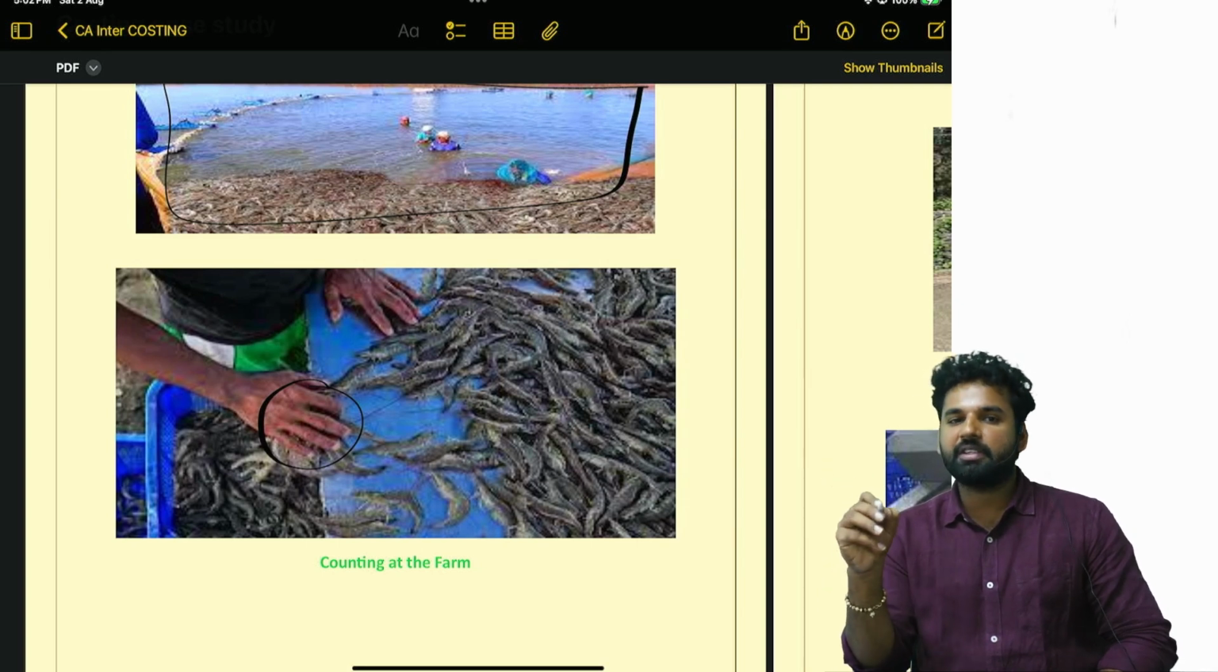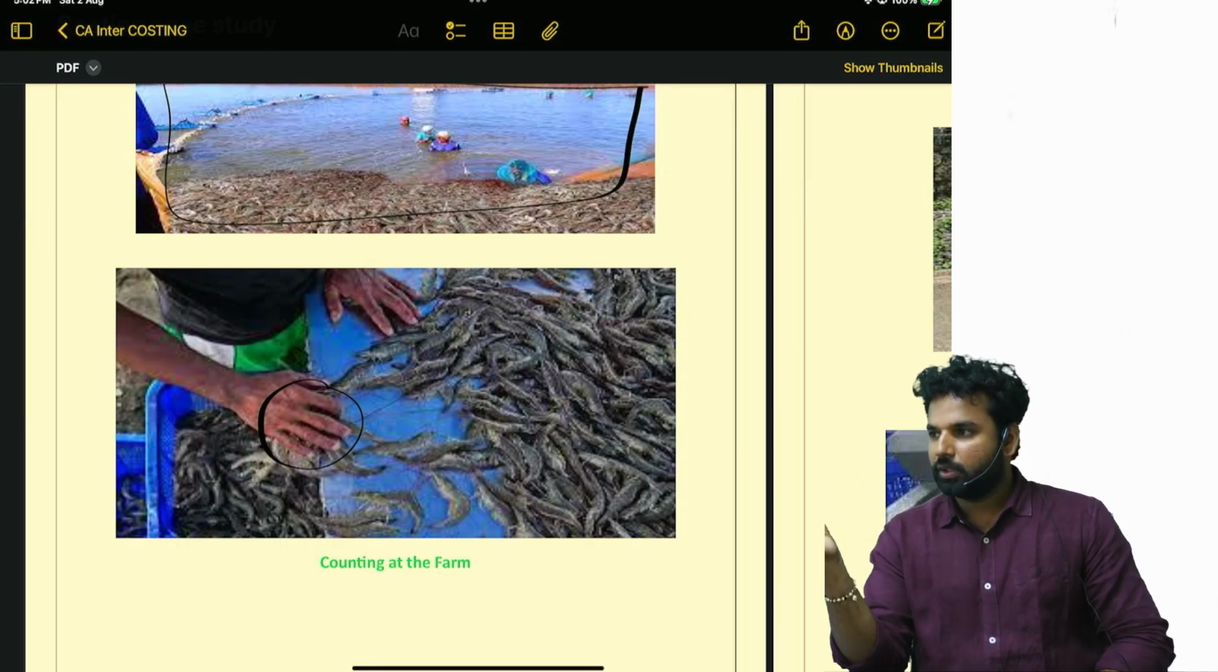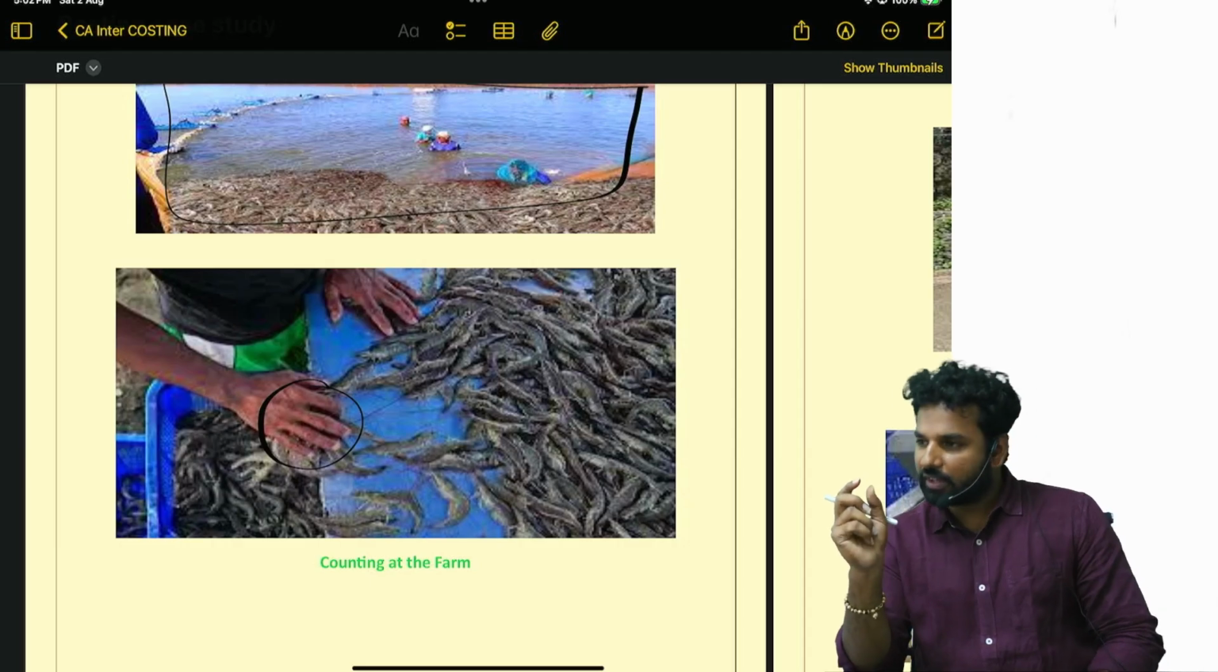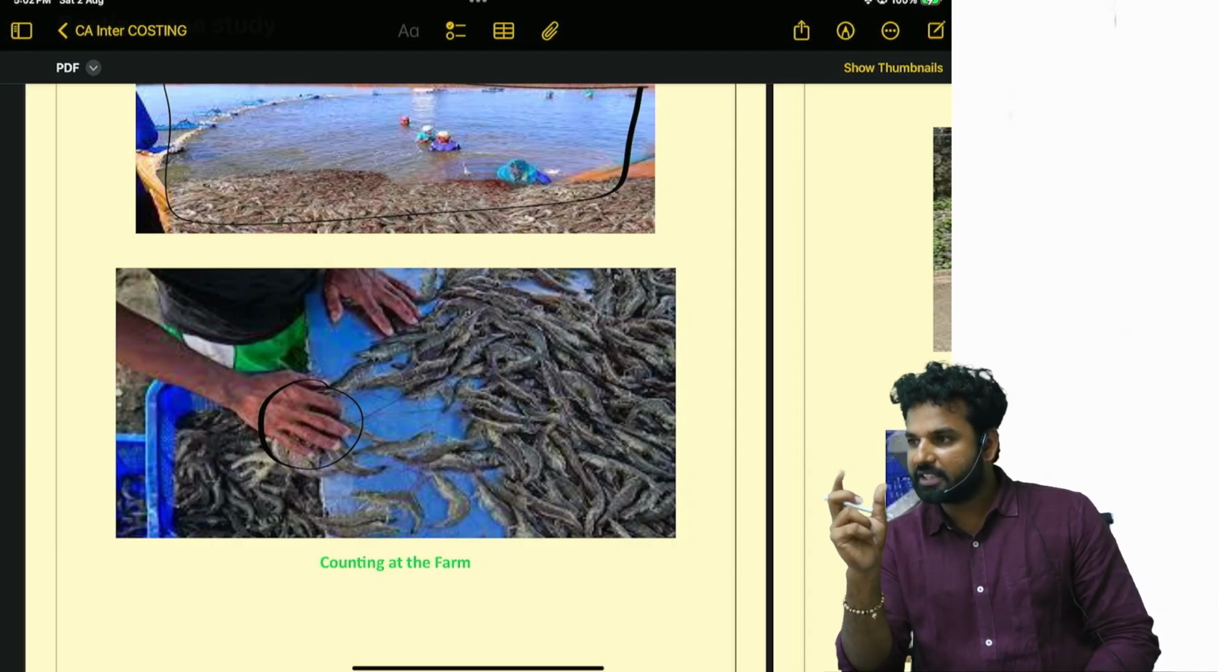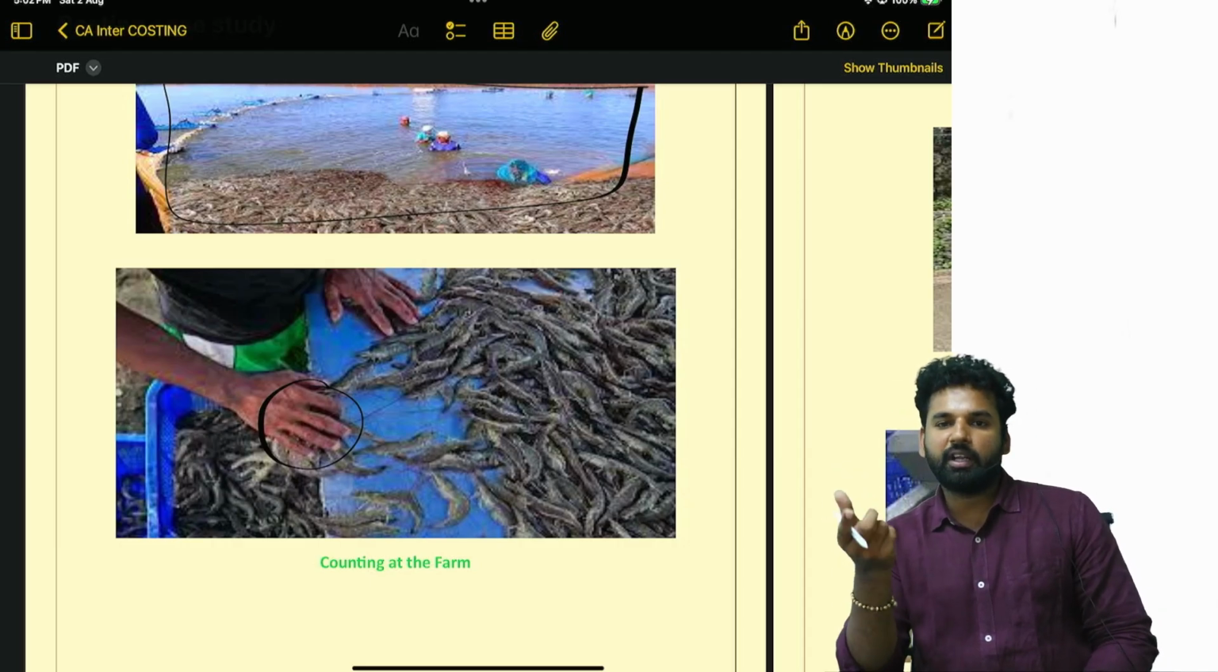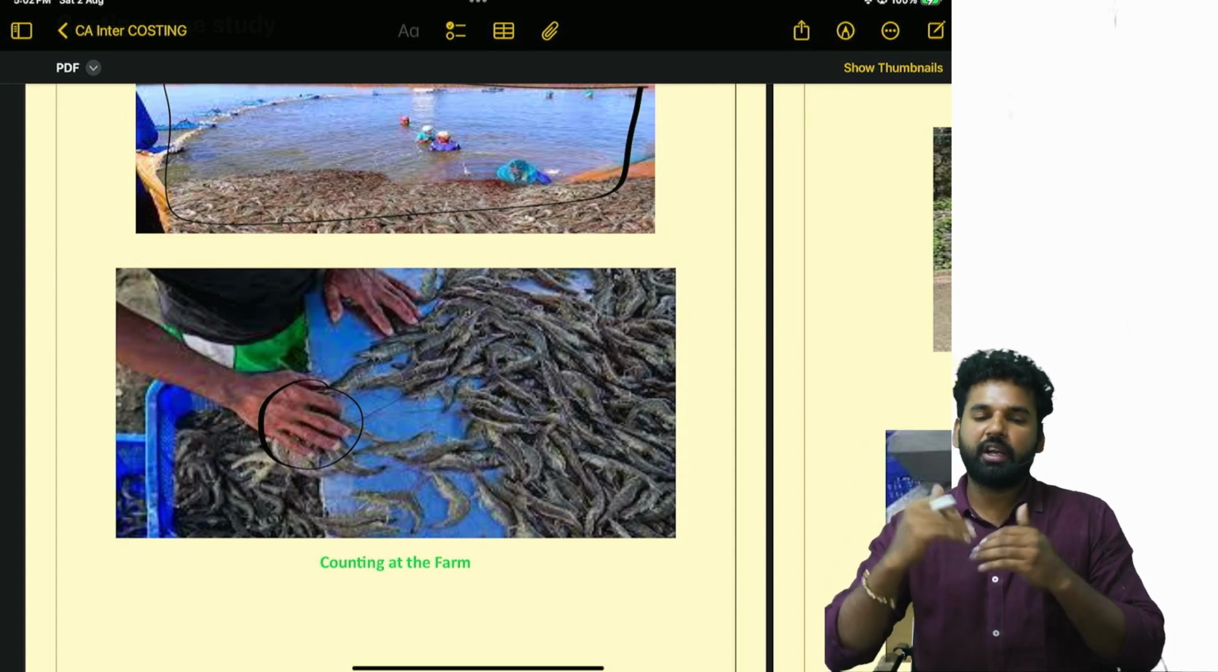If 30 pieces are there, price is one; let's say price is 500. If 50 pieces are there, price is 400. Based on the count, it will change. The price of the shrimp will change based on the count: when the size of the piece is bigger, the price will be more. When the size is smaller, the price will be lower, so the rates will be opposite.